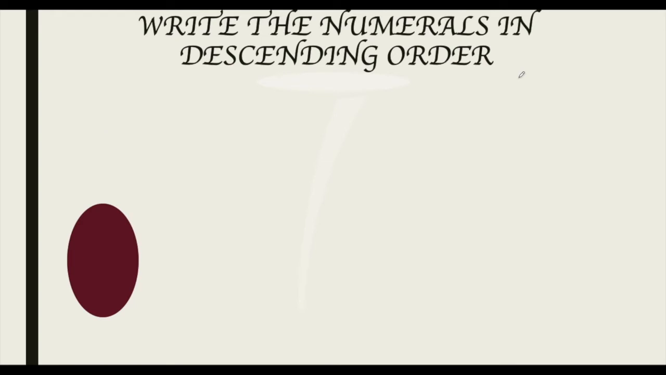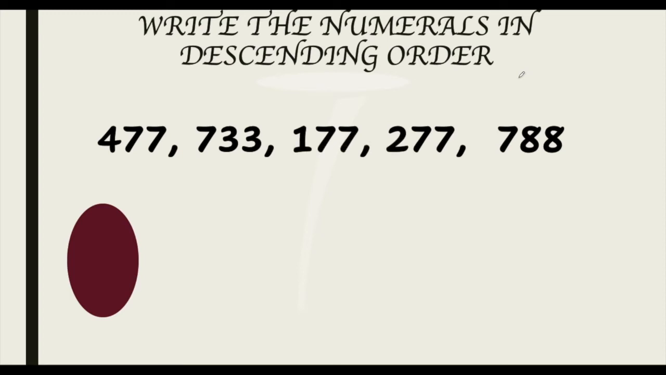Next we have another descending order sum. Come, let us do it. 477, 733, 177, 277, 788. Here we have the numbers to be arranged in the descending order, that is greatest number to the smallest number.